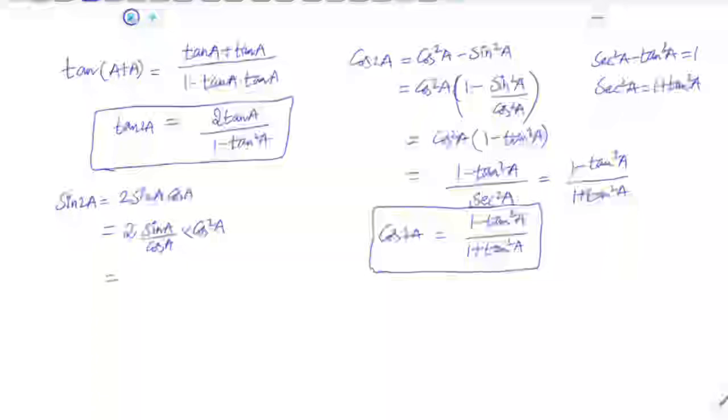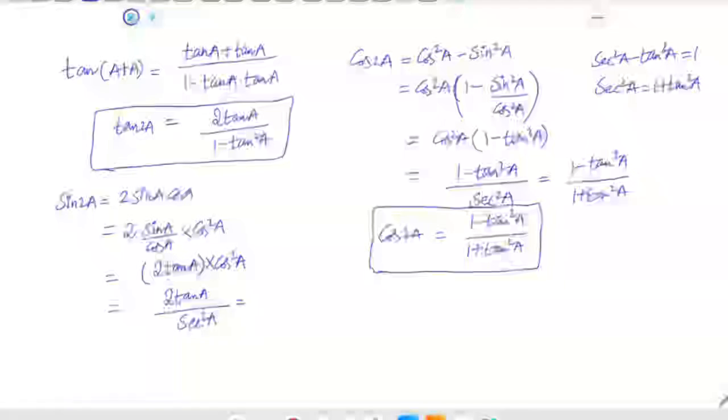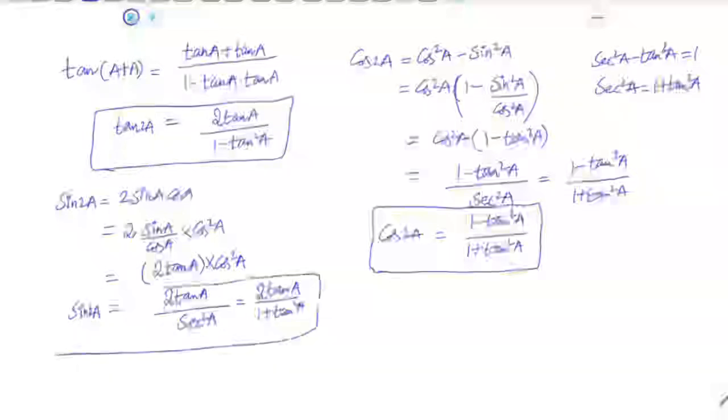We can write like this. Now 2 sin A by cos A is 2 tan A. Therefore it is 2 tan A multiplied with cos square A. Cos square A can be written as 1 by secant square A. Therefore it is 2 tan A by secant square A. Now in place of secant square A, we can write again 1 plus tan square A. Therefore it is 2 tan A by 1 plus tan square A. So this is the way of obtaining sin 2A as well as cos 2A in terms of tan.